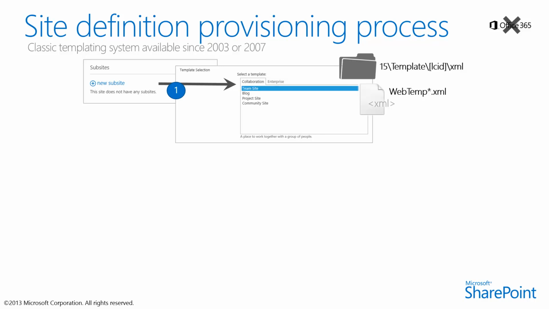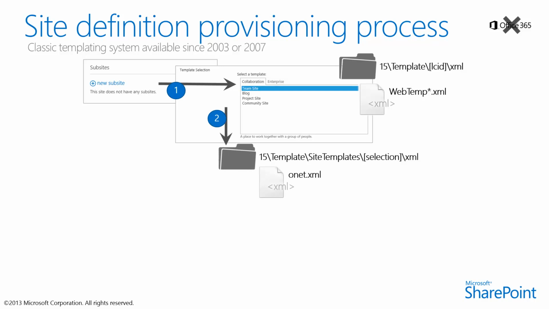Those files are stored in the 15 TEMPLATE\LCID\XML folder, where LCID is the language ID. If it's English, the default installation, the LCID is 1033. If you then install, for example, the Finnish language pack on your system, it would be 1035. So it slightly depends. And the web template XML is the one which is then translated to multiple languages. The web template, whenever the end user selects it, then refers to a specific folder structure in the 15 Hive.